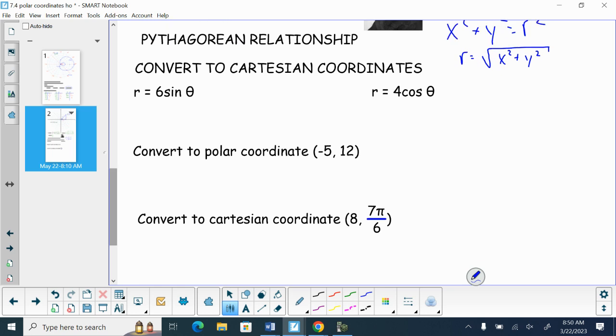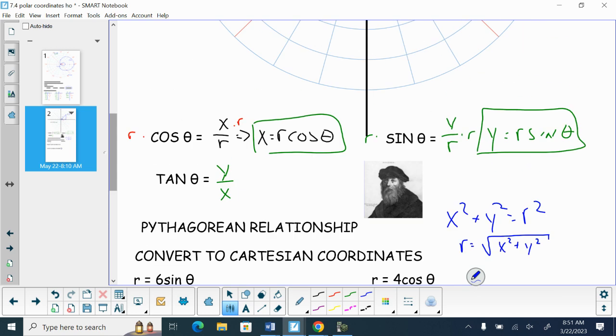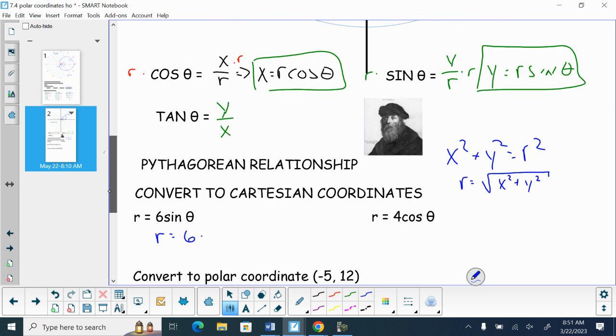We want to convert our polar coordinates into a Cartesian coordinate system. We have r equals 6 sine of theta. We want to convert into Cartesian, which means we want to get rid of all the r's and thetas and change them to x's and y's. Well, the r is an ugly x and y, so let's wait to see what happens with the other side here. I have r is equal to 6 times the sine of theta. Sine of theta is y over r.